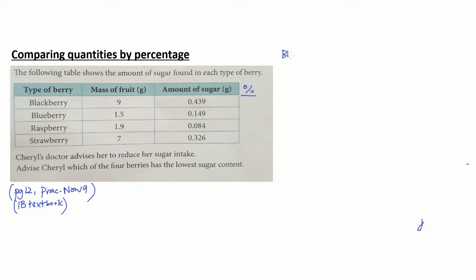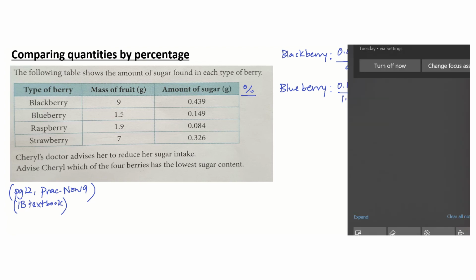So let's start off with the blackberry first. And in this case, the amount of sugar in 9 grams of blackberry is 0.439. So expressing the sugar as a percentage of the mass of the fruit: amount of sugar over the mass of the fruit, multiplied by 100%. How much would that give us? Likewise, for blueberry, it's the same approach. 0.149 grams is the amount of sugar, and 1.5 grams is the mass of the fruit.